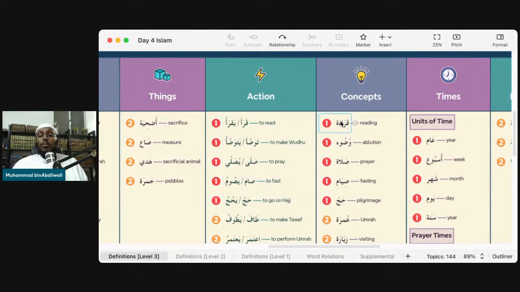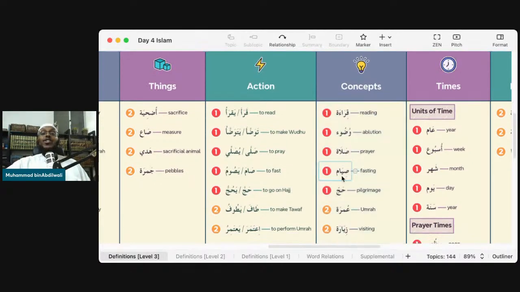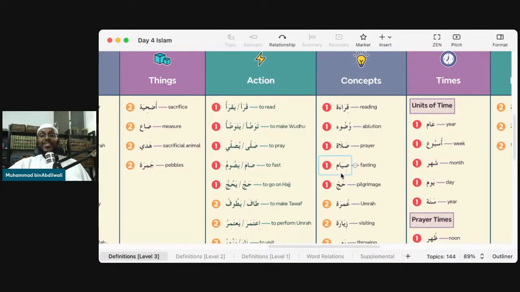So you can say, for example, القراءة صعبة. Reading is difficult. Look, you made a sentence. صح ولا لا؟ الوضوء, making wudu, سهل, is easy. الصلاة نور, that's a hadith. Salah, prayer, is light. الصيام جنة, fasting is a protection, a shield. That's a hadith.